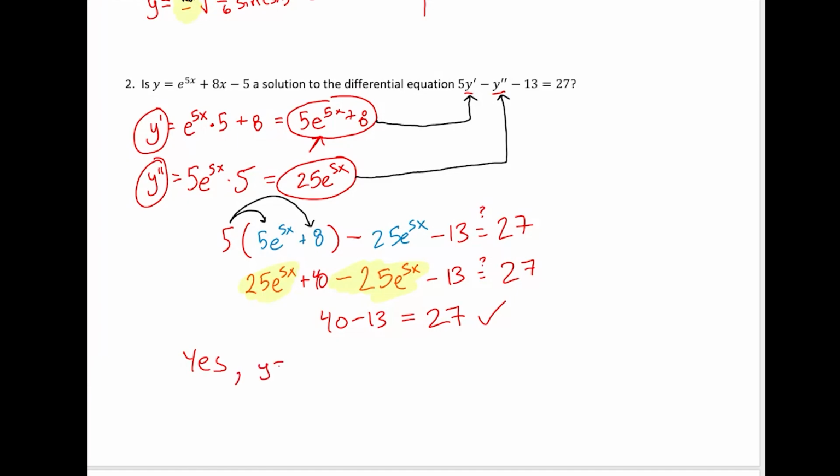Yes, y equals e to the 5x plus 8x minus 5 is a solution to the equation 5y prime minus y double prime minus 13 equals 27.